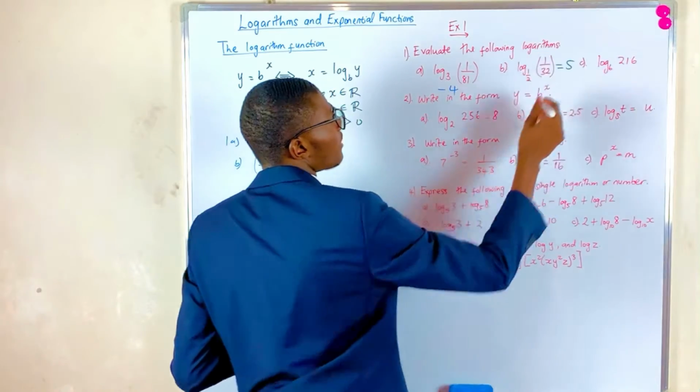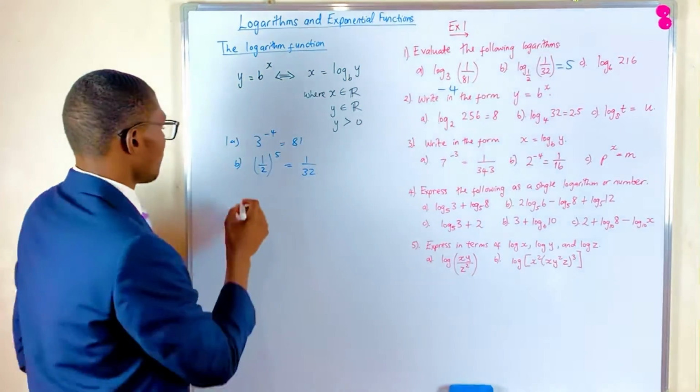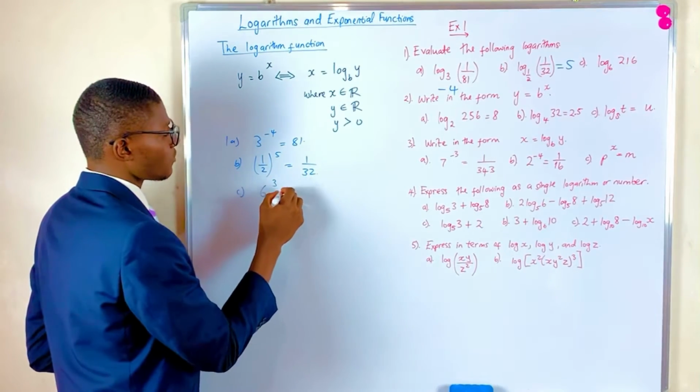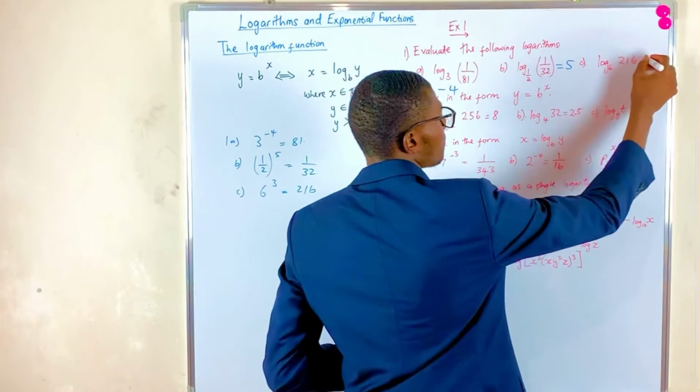This is equal to 5. Then log to base 6 of 216. We know we can raise 6 to the power of 3 to get 216, so log to base 6 of 216 will give us a 3.